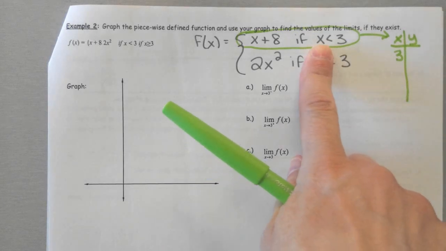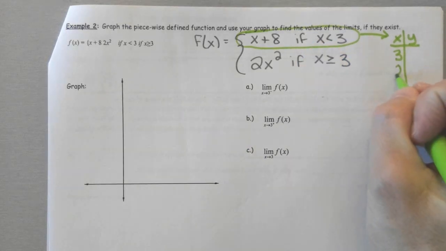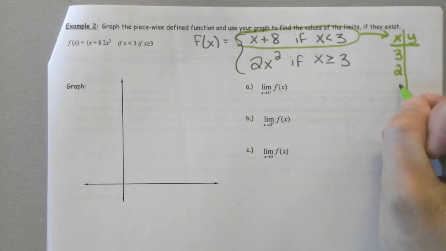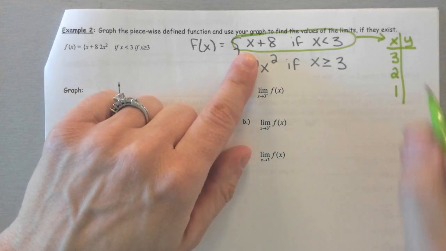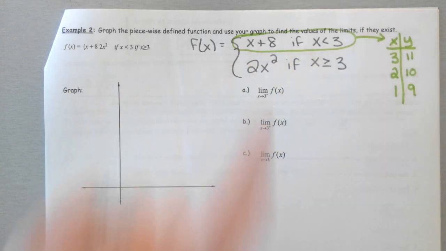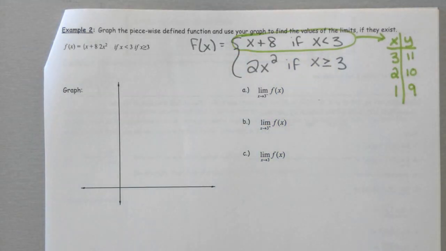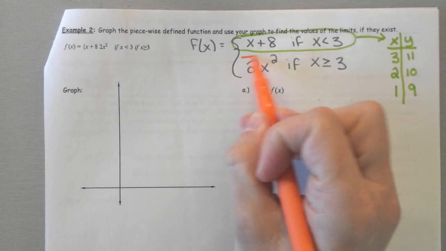What's a number that would be smaller than 3 that I could add to my table? 2. And give me one more. 1. Perfect. Let's plug them in. So if I plug in 3, I'm going to get 11, and then I'm going to get 10, then I'm going to get 9. So those are going to be the points that I would like to graph. Next, let's find the other one, and then we'll actually get into graphing.